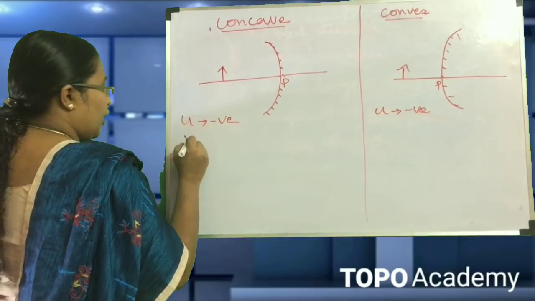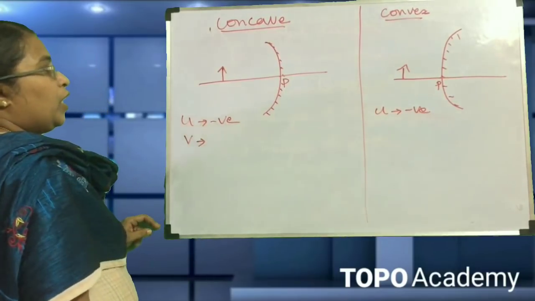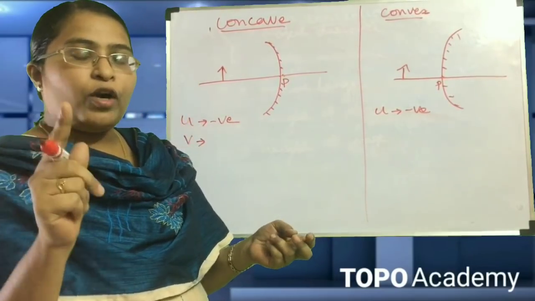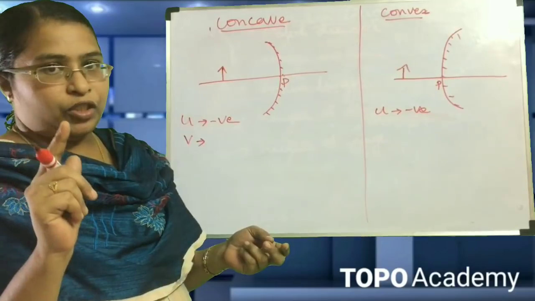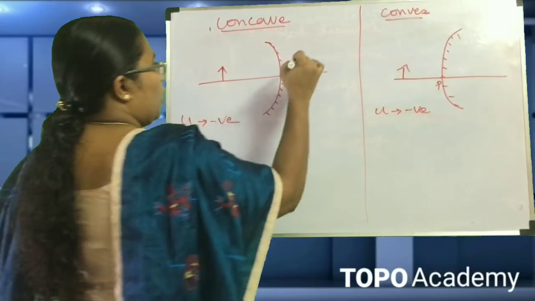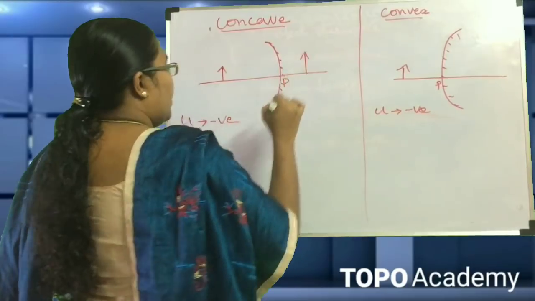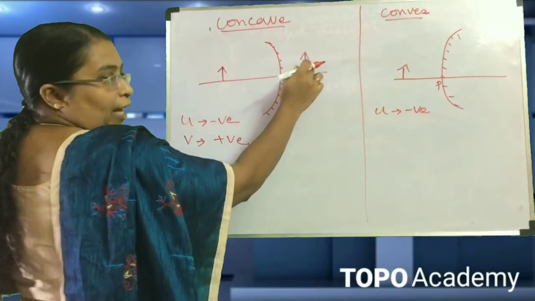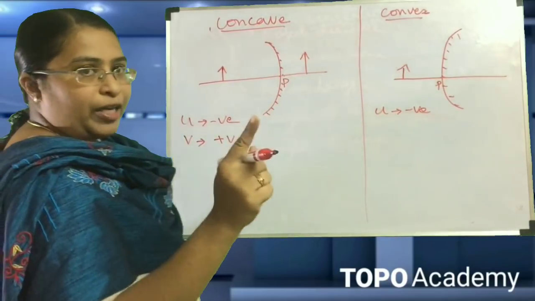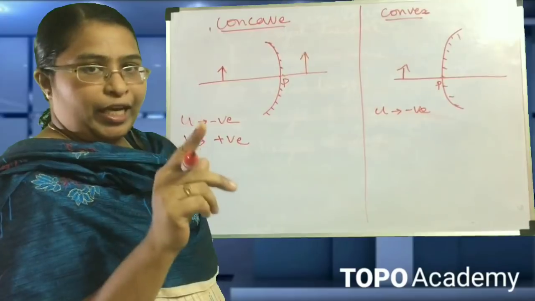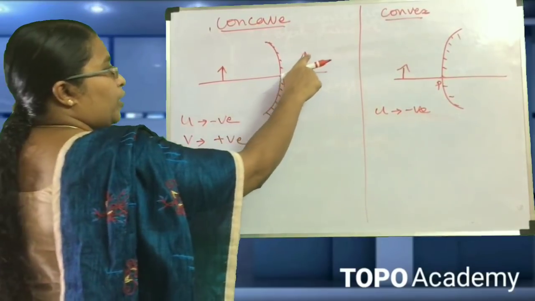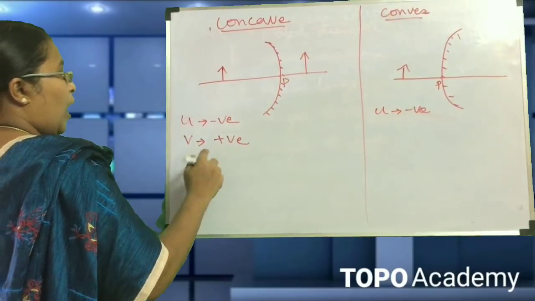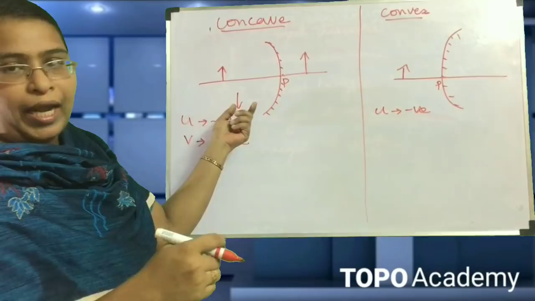So next is V. In case of concave mirror, we have seen that only in one case we are getting a virtual image behind the mirror. So in that case only the value of V is positive, because we are taking the measurement to the right side of the mirror. The image formed behind the mirror, or on the right side of the mirror, is taken as positive. In all other cases, the image is formed real and inverted.